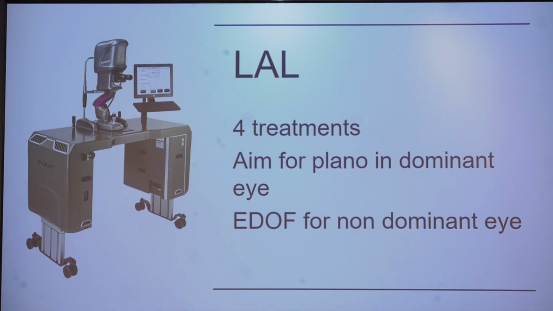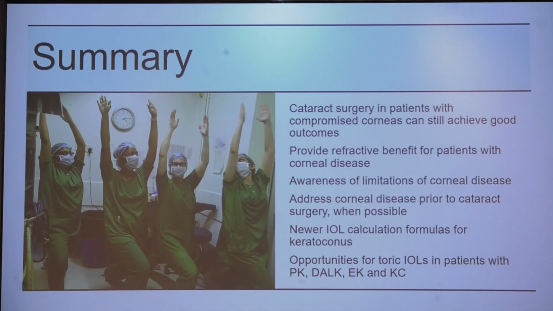You get 4 treatments. I aim for plano in the dominant eye, and you do get a little bit of an EDOF effect in the non-dominant eye by aiming for at least a -0.5. And it's really impressive. These patients actually get more range of vision than you would expect with just aiming for about a -0.5 refraction. So in summary, cataract surgery in patients with compromised corneas can still achieve good outcomes.